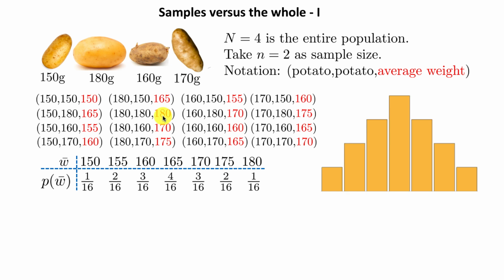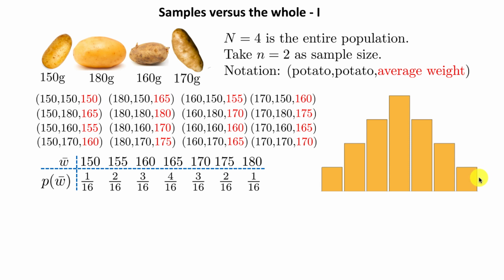We can make a bar chart of the probabilities. So this is the probability 1/16, 2/16, 3/16, 4/16. And now you see that this is like sort of a Gaussian over here.